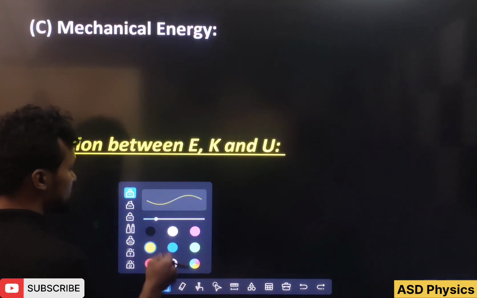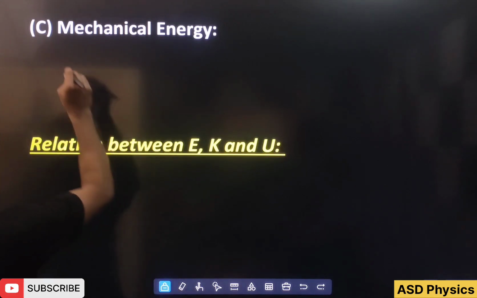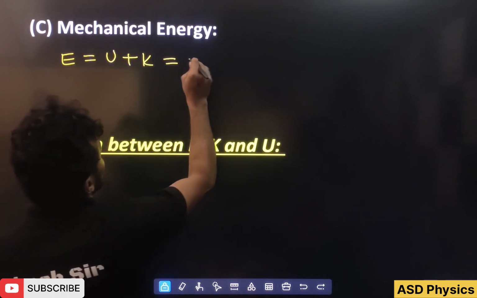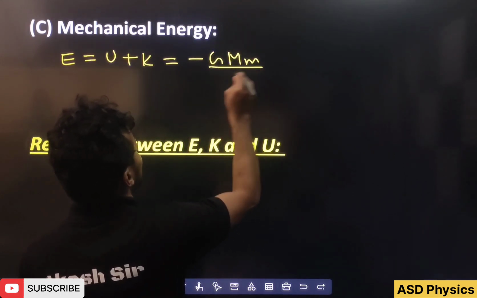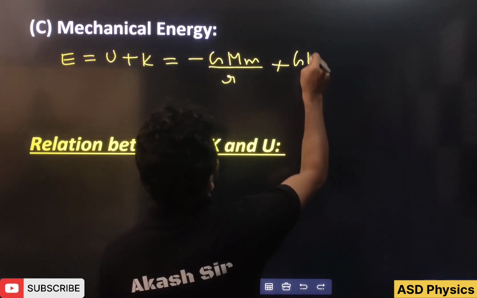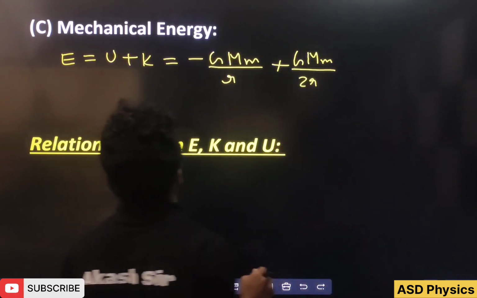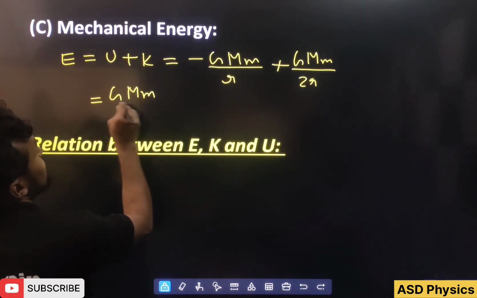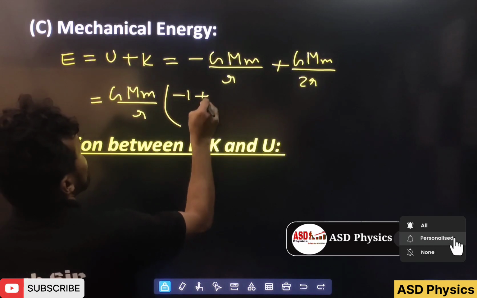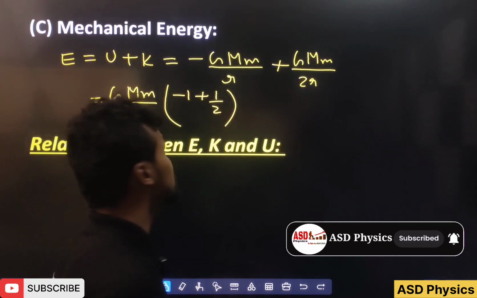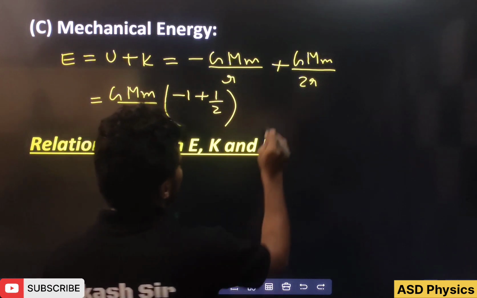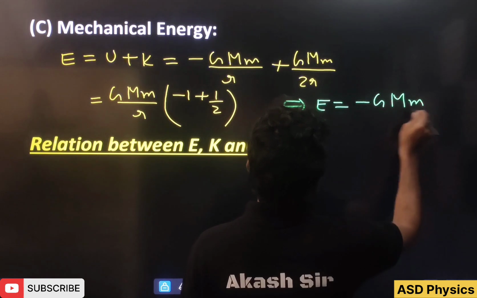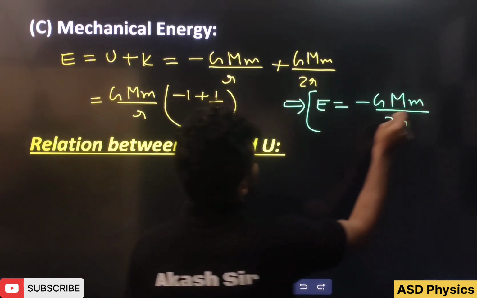After knowing both of them, we move to the next one, which is the mechanical energy. What is the mechanical energy? E equals U plus K. What is U? U is minus G M m by r, plus G M m by 2r. We simplify this: G M m by r is common, so we get minus 1 plus 1 by 2, which is minus 1 by 2. That means the mechanical energy of the satellite is minus G M m by 2r. This is the mechanical energy.